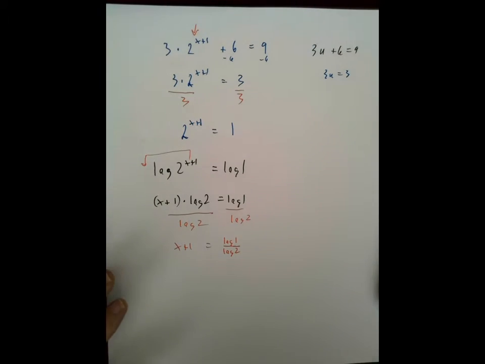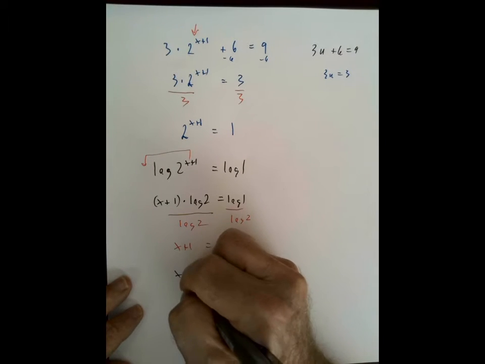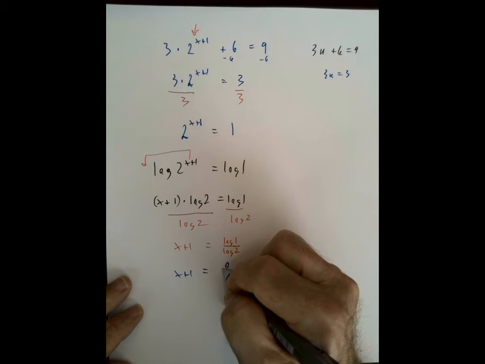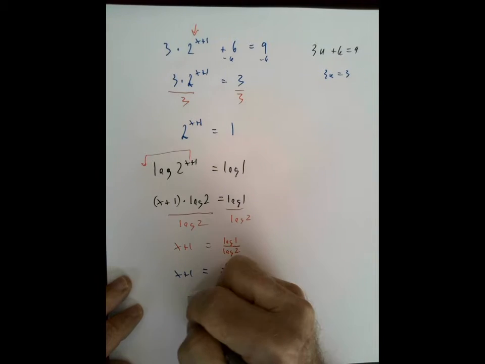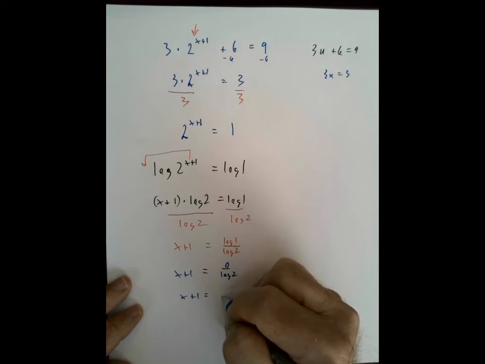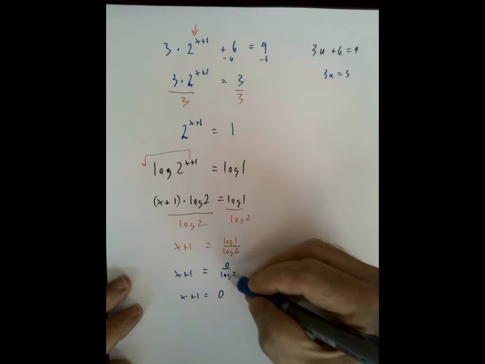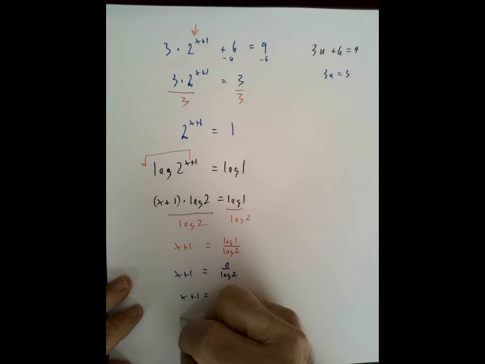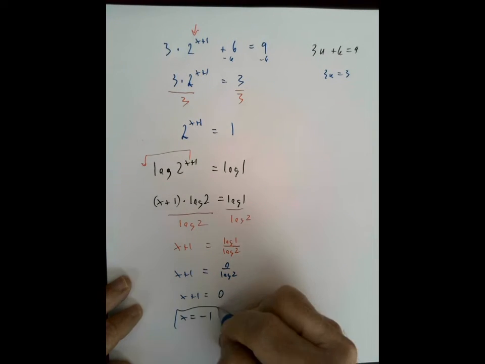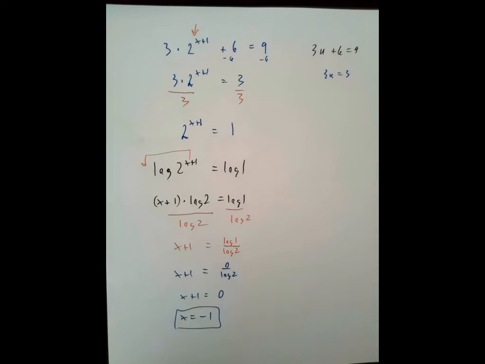So anyway, log 1, by the way, if you do log 1 on your calculator, that's equal to 0, as it happens. So now we've got x plus 1 is equal to 0 divided by log 2, which is equal to 0, because 0 divided by any number is going to be 0. Subtract 1, x is equal to -1.